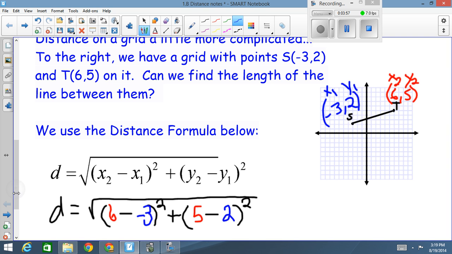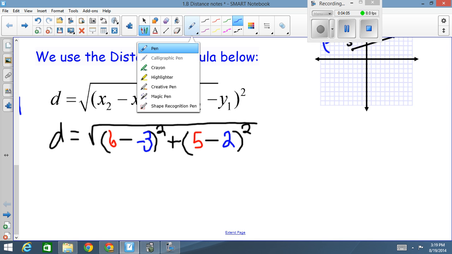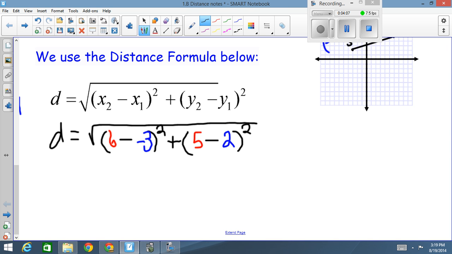So I have this set up now. I'm going to do a little bit of simplifying here, and then I'm going to give you an idea of what I think you should do in the calculator. My idea is this. I'm going to go ahead and bring down my square root sign.